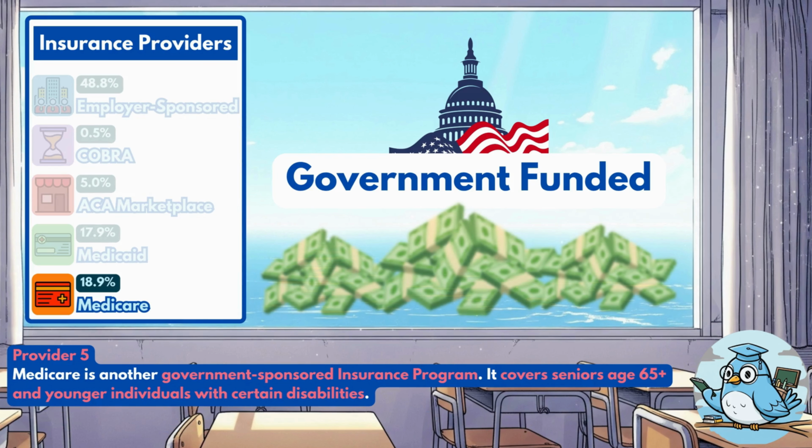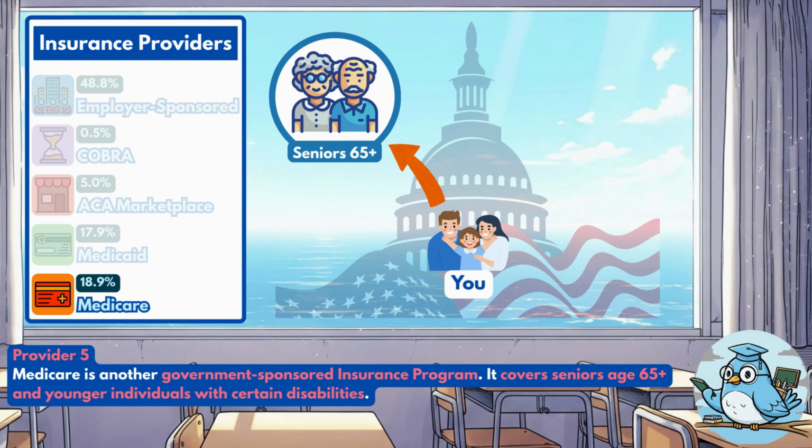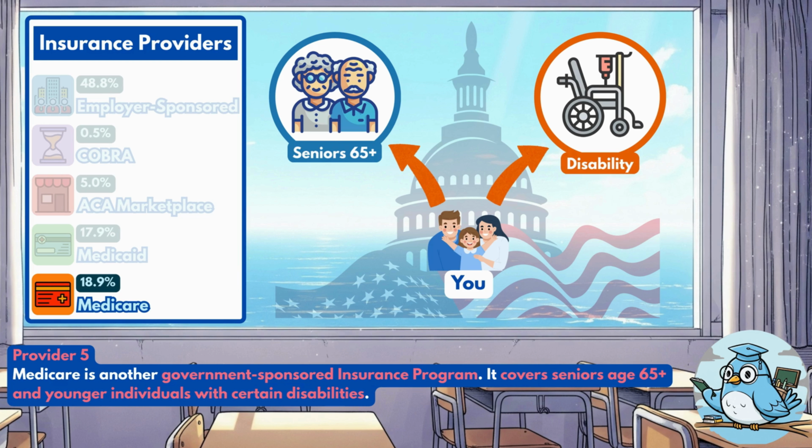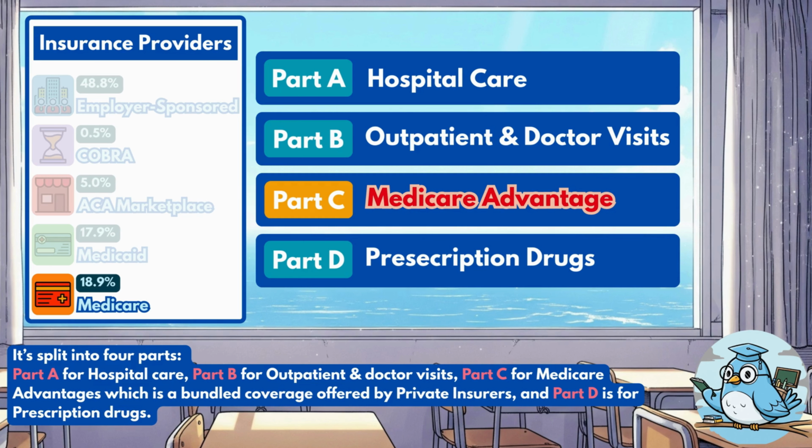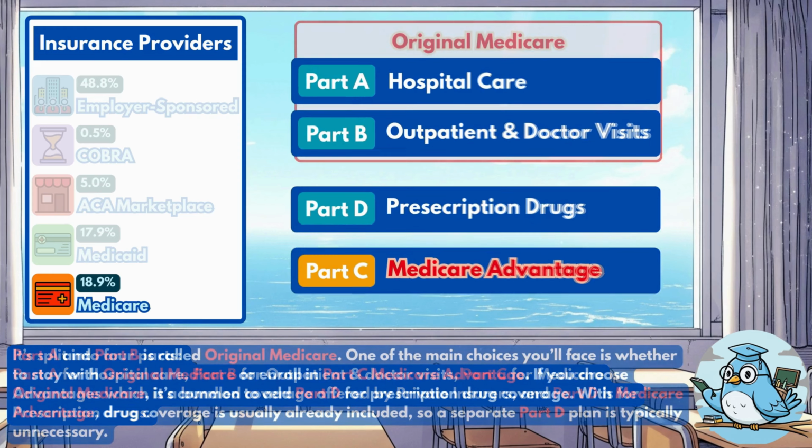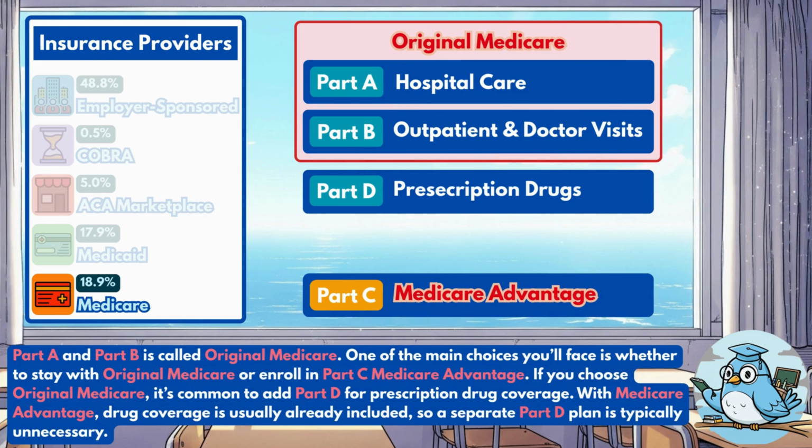Provider 5. Medicare is another government-sponsored insurance program. It covers seniors age 65 and older, and younger individuals with certain disabilities. It's split into 4 parts. Part A, for hospital care. Part B, for outpatient and doctor visits. Part C, for Medicare Advantage, which is a bundled coverage offered by private insurers. And Part D is for prescription drugs. Part A and Part B is called Original Medicare.